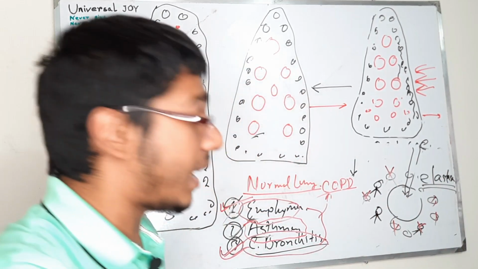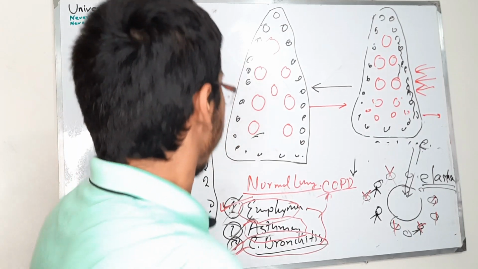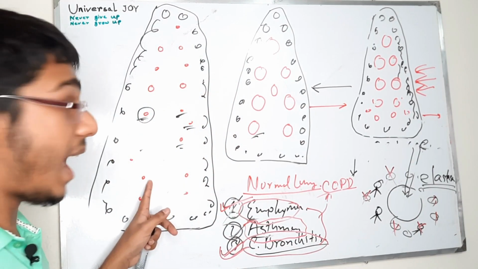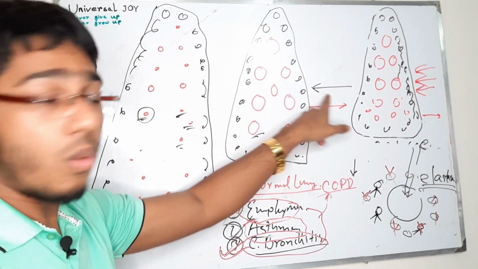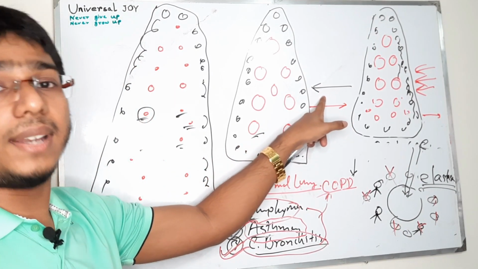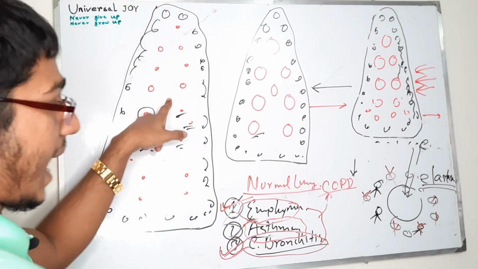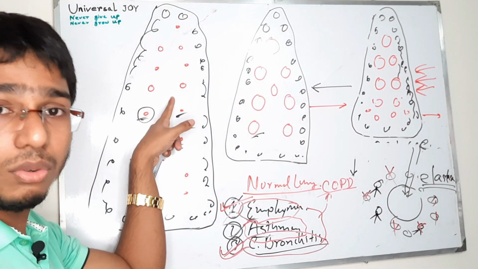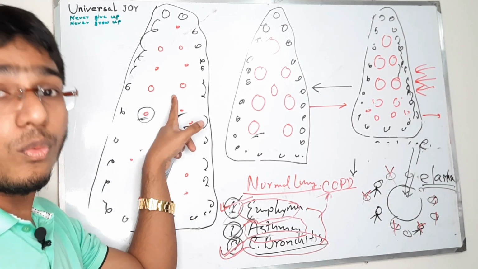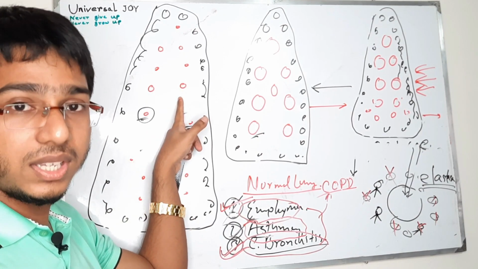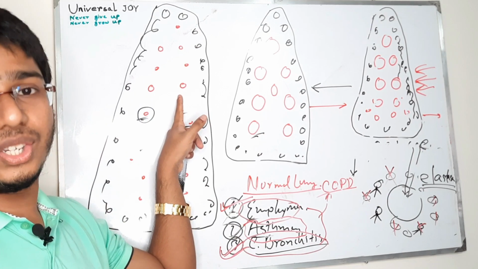So there will be less elastic tissue in the obstructive disease, and we have already come across that this incoming force was due to the elastic recoil tendency of the lung. Now over here, as the elastic tissues are being damaged due to the presence of the elastases enzyme, will the elastic recoil tendency of this lung be increased or decreased?